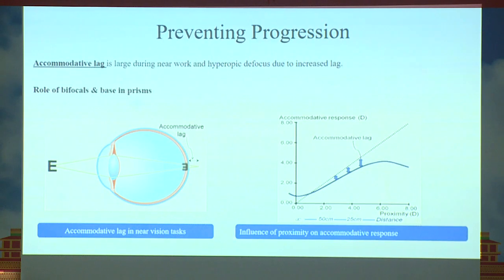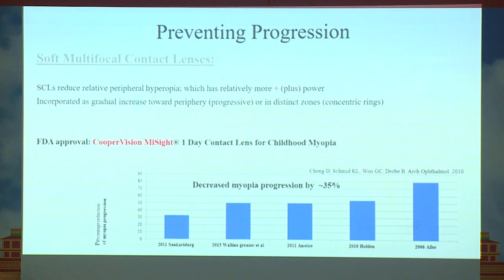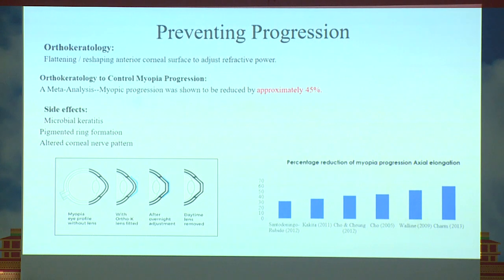The next important thing is, of course, to look for accommodative lag, because these children would require an add or a near vision glass along with the distance correction. So that's another important aspect that you need to identify and measure. There is evidence now that bifocal prismatic add lenses can significantly reduce progressive myopia versus single vision lenses in children who have accommodative lags. Soft multifocal lenses were perhaps the first thing that got FDA approval for management of myopia, and CooperVision MiSight were the first ones, no financial interest. They have been found to be definitely helpful.